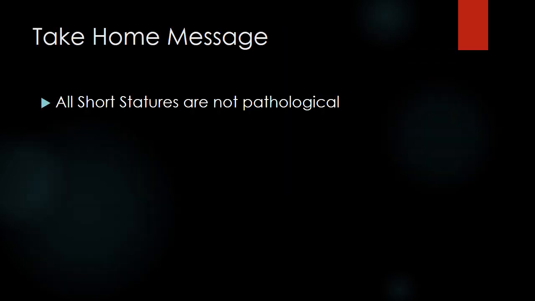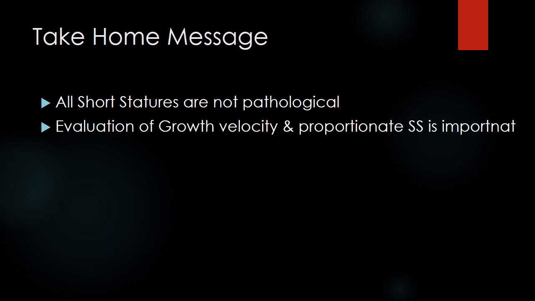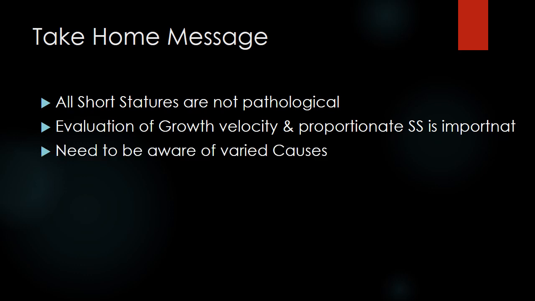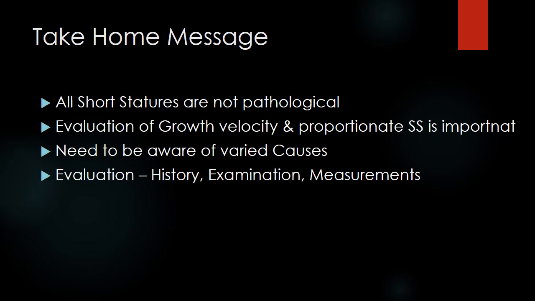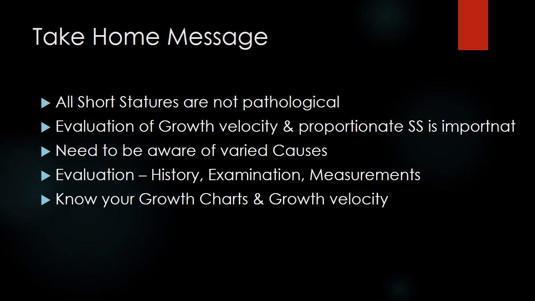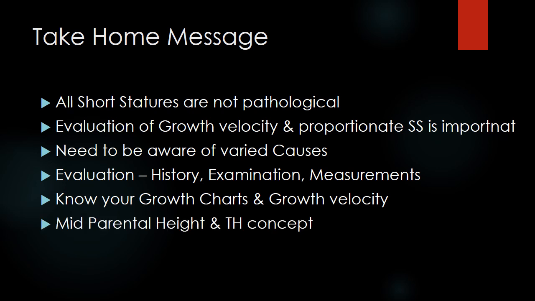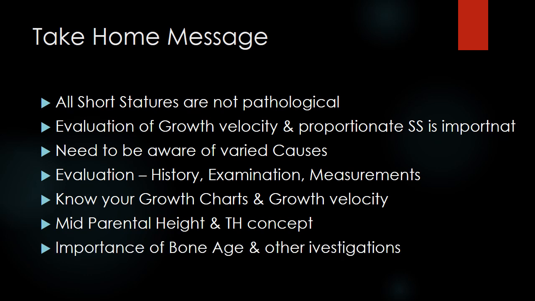So the take-home message from today's discussion is that all short statures are not pathological. For example, the commonest being the familial and the constitutional short stature or physiological short stature, where you don't have to do much except to follow them and to monitor them closely. We have also understood the evaluation of growth velocity, and we also are aware of the various causes of the short stature. We know that the detailed history, targeted examination, and accurate measurements are very important, and we know how to plot on the growth charts and how to follow the growth velocity. We have understood the concept of mid-parental height and the target height, and we know the importance of bone age and other investigations.